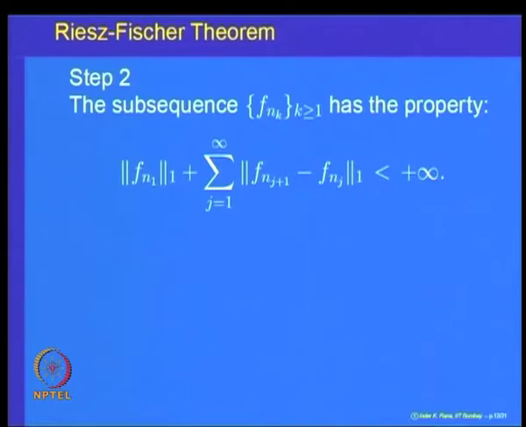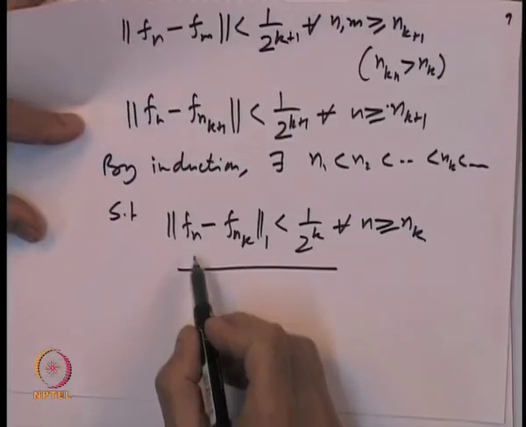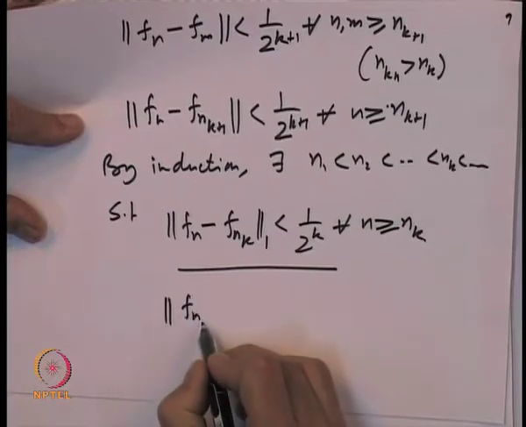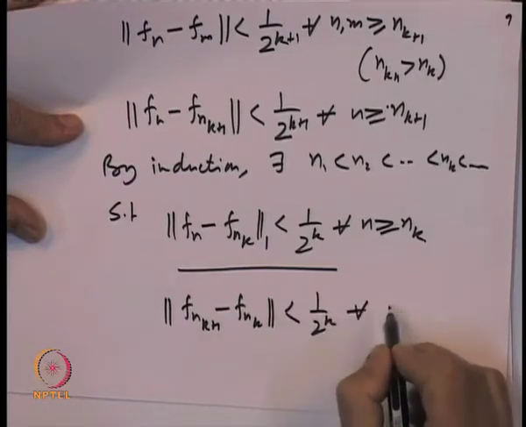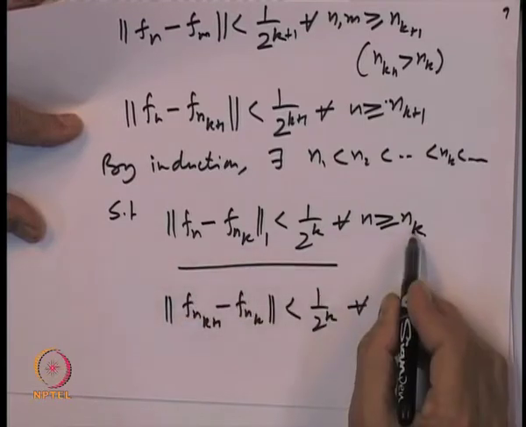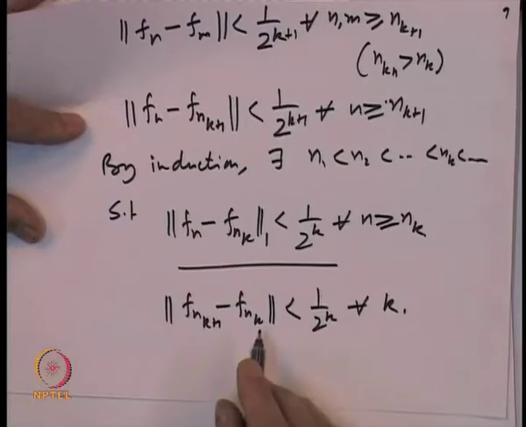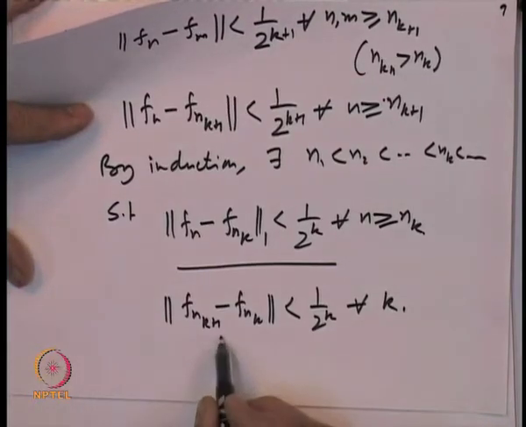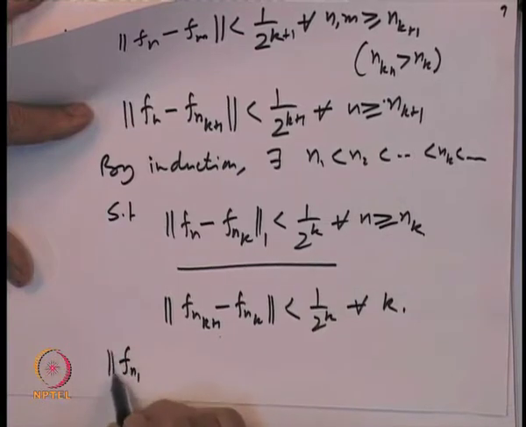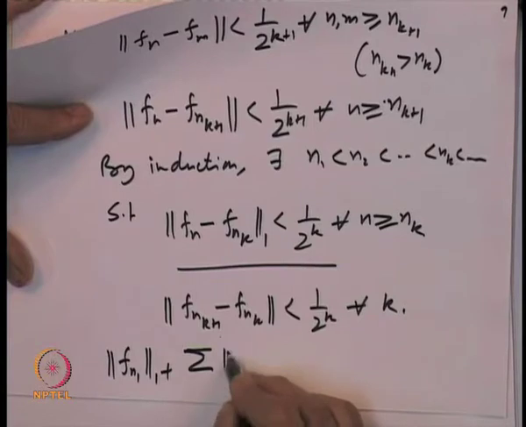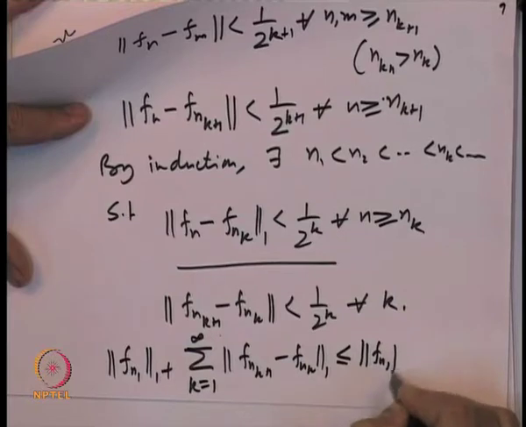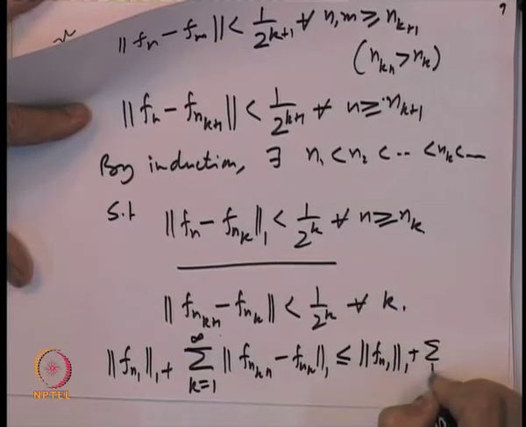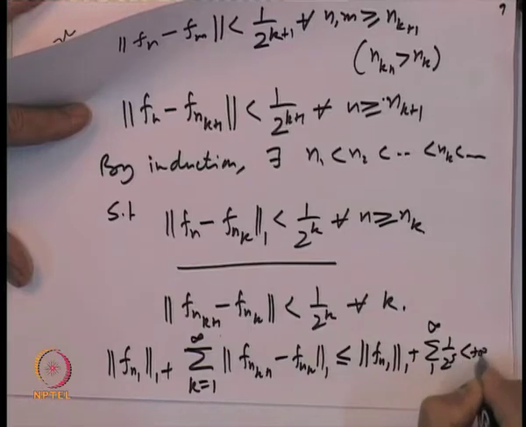follows from the fact that, just now we looked at this. So, that means norm of f n k plus 1 minus f n k is less than 1 over 2 to the power k. If I specialize n to be equal to n k plus 1, then I have this property for every k. So, that implies that the norm of f n 1 plus the sum over k equal to 1 to infinity of norm of f n k plus 1 minus f n k will be less than or equal to norm of f n 1 plus the sum from 1 to infinity of 1 over 2 to the power j, and that is finite.